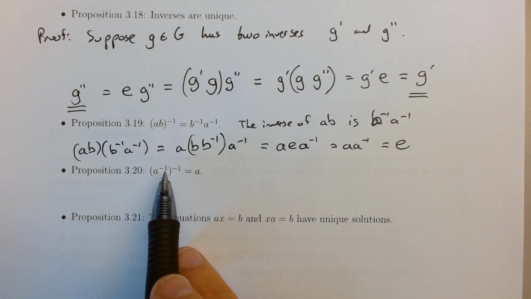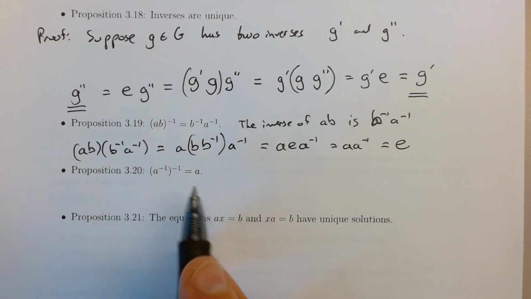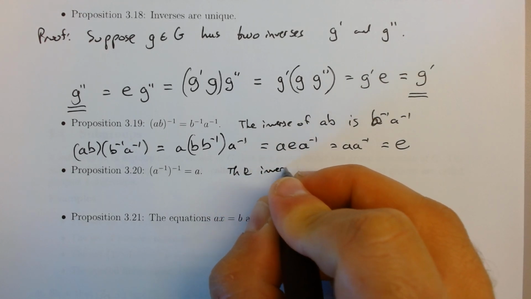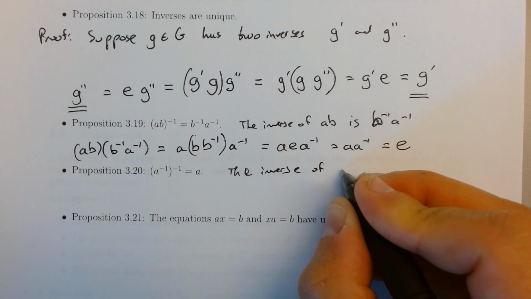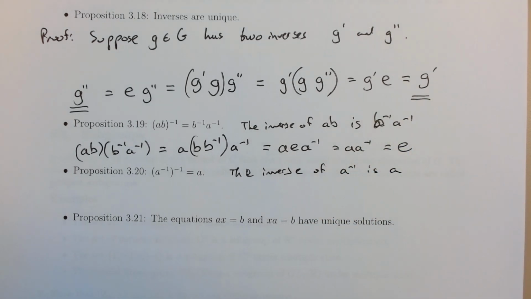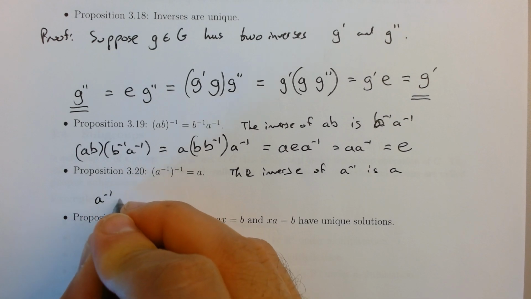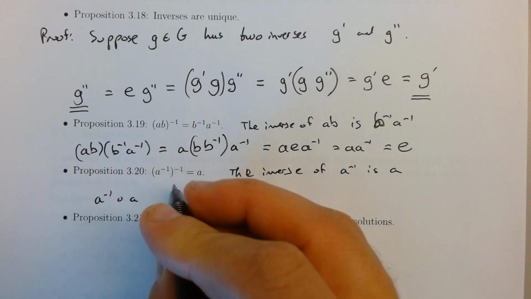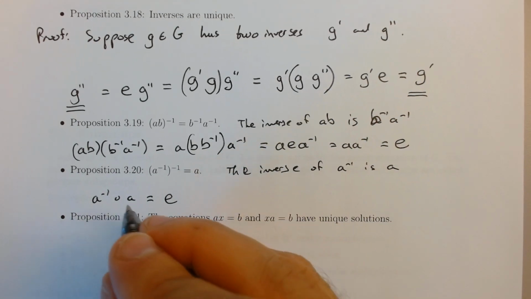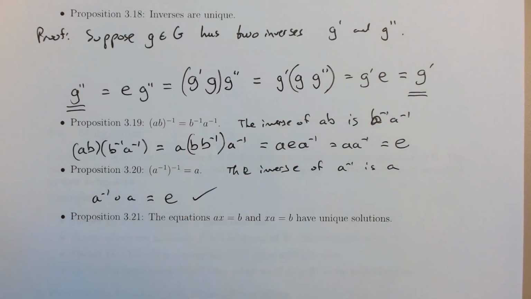Next one's similar. We're looking at the inverse of A inverse. So again, in words, the inverse of A inverse is A. Well, I just, again, have to show that when I multiply them together, I get the identity. So A inverse times A, well, we already know that that's going to be the identity. So again, you have to show the other way as well, but that should be enough.